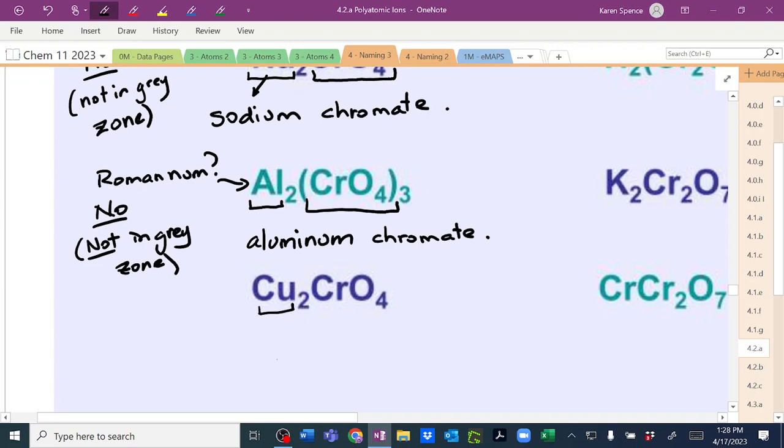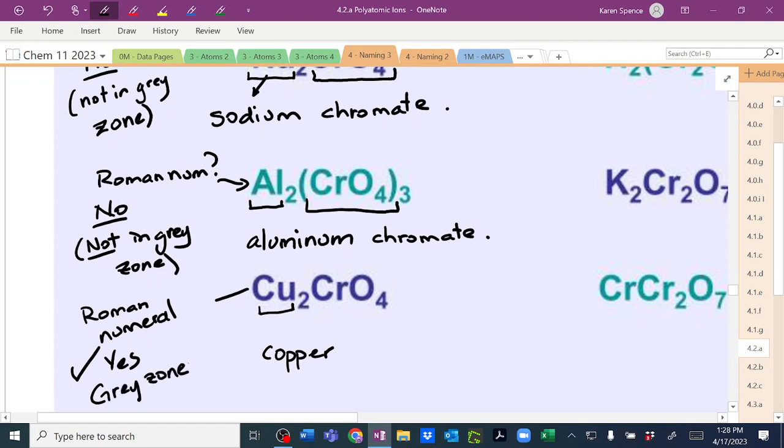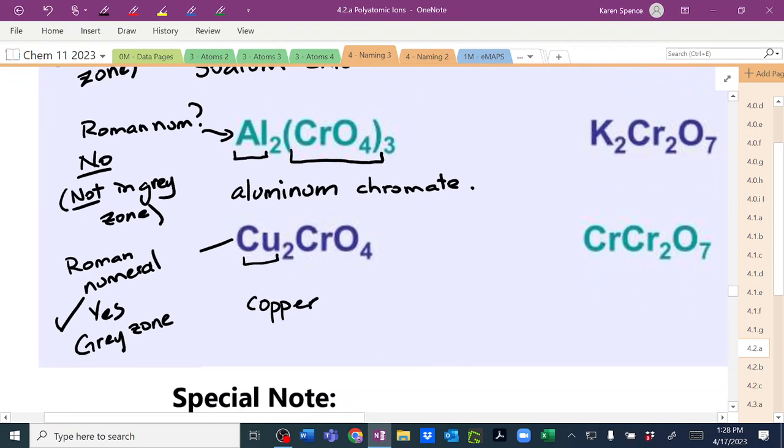Cu is copper. Does copper need a Roman numeral? Yes. It is in the gray zone. So here is how we figure out what the Roman numeral is for copper. I'm just going to put a bracket here, leave a space for that Roman numeral, and then I'll write chromate, and we'll figure out what Roman numeral to put in there.